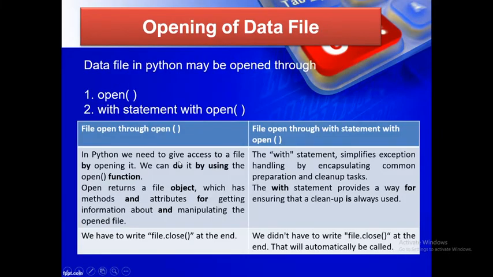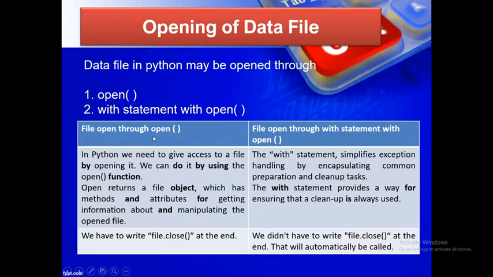Let us see how the data file is opened. It has been taken care of in the text file part of my video lecture, and also in binary files, so I'm just recapitulating these things. The data file in Python may be opened in two ways. One is directly through the open function, and the second one is the with statement with the open function. So let us see a clear-cut distinction between these two here.